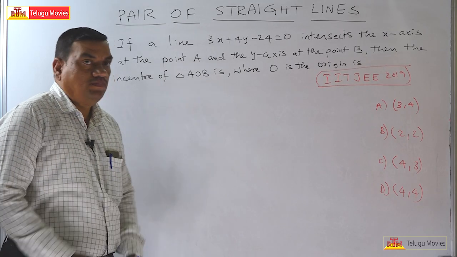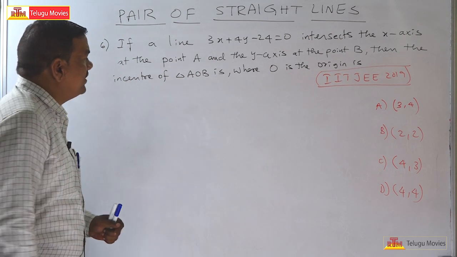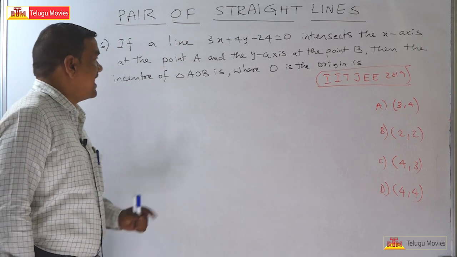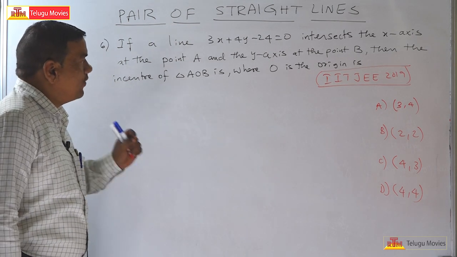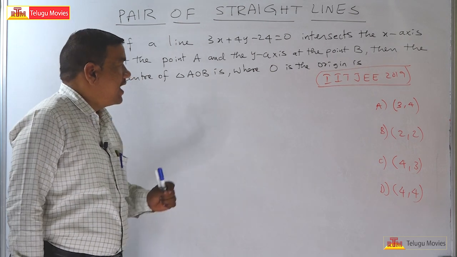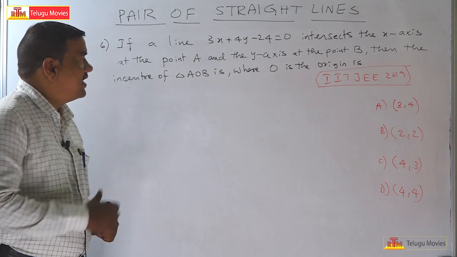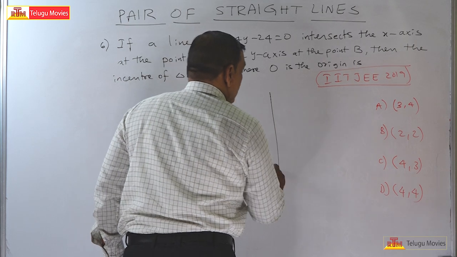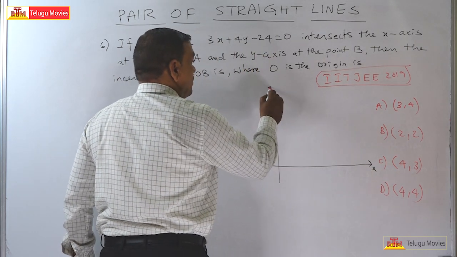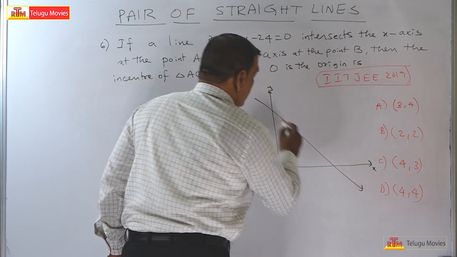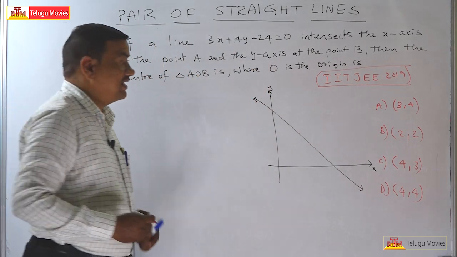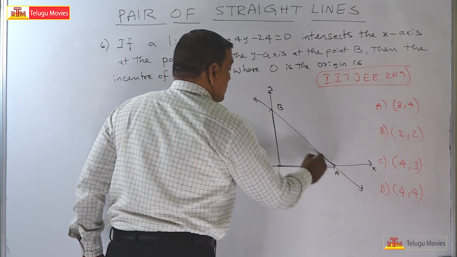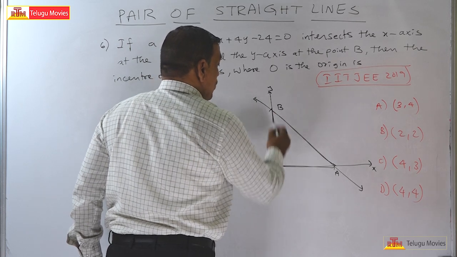Welcome to this problem. The problem is, if a line 3x plus 4y minus 24 is equal to 0 intersects the x-axis at the point A and y-axis at the point B, then the incenter of triangle AOB, where O is the origin, is a very, very easy and very direct problem. This is the x-axis and y-axis. There is a line, it intersects the x-axis at A and y-axis at B. Now, we are asked to find the incenter of the triangle AOB.